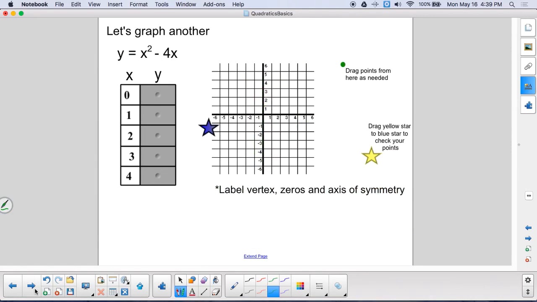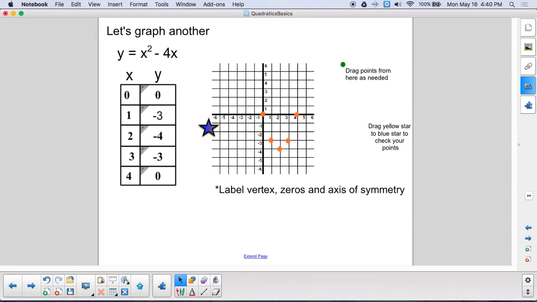Graphing another that maybe looks just a little more complicated. Basically just make a table. To graph anything, make a table. So I've given you values to plug in. A 0: 0 squared minus 4 times 0 is 0. If you plug in a 1, 1 squared minus 4 times 1. Plug in a 2, a 3, a 4. And we get those values. Again, we see the table having that symmetry, matching up. If we were to graph these points, we'd get this parabola here.